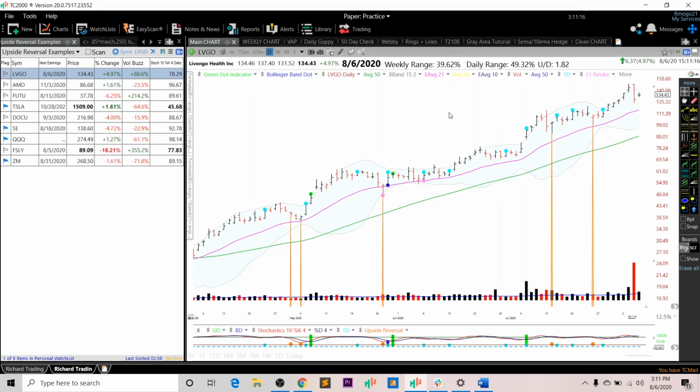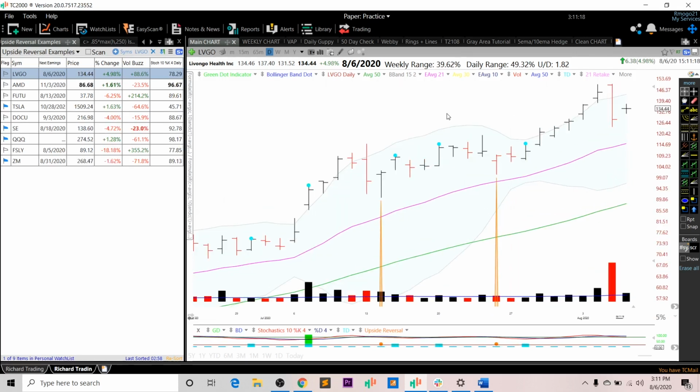Today we're going to be talking about upside reversals, which are an alternate entry setup that you can use to start a completely new position or add on to an existing one.